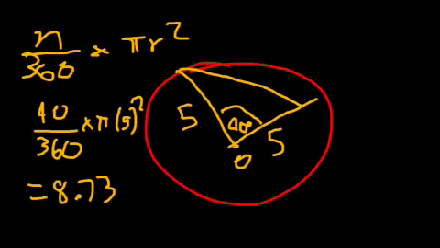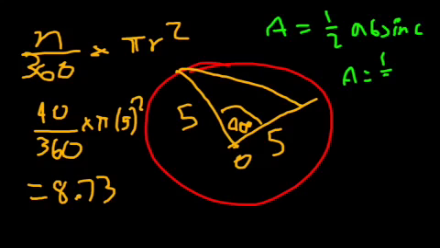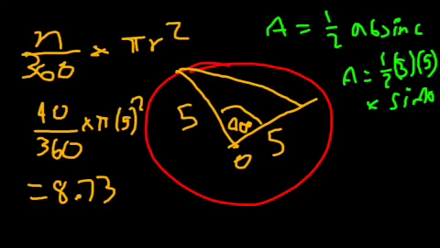Now in another color, we need to find the area of the triangle. Area of the triangle is equal to 1/2 ab sine C. This is equal to 1/2 times 5 times 5 times sine 40, which on the calculator comes out to 8.03.